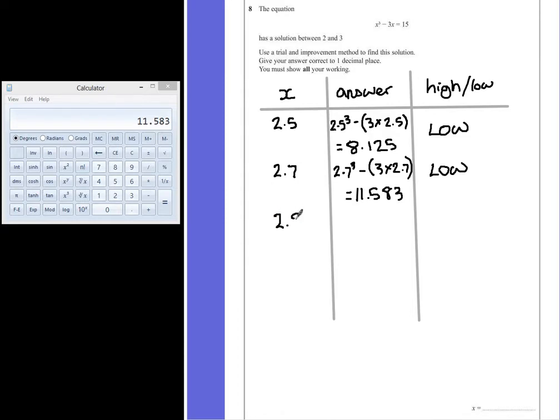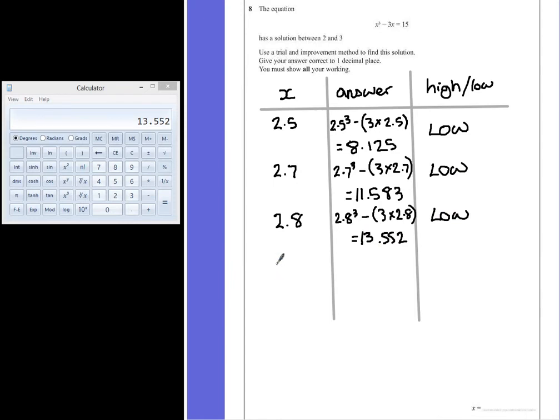Because we've got much closer, we're going to take smaller steps each time until we find the closest value. So that will be 2.8 cubed, take away 3 times 2.8. That equals 13.552. Again, we're getting closer, but that value is too low.